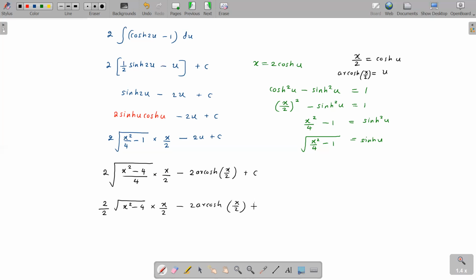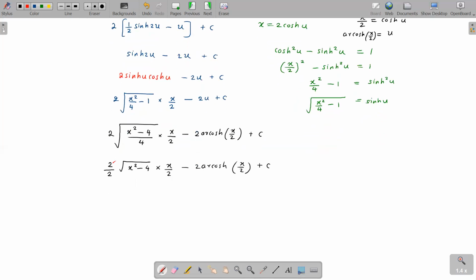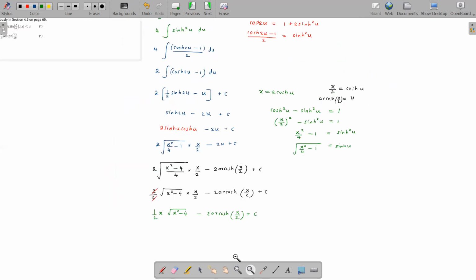So I'm writing some extra steps here, but you can skip them, no problem. So the 2 and 2 cancel. Basically, I have half x times root x square minus 4, minus 2 arc cos x over 2 plus c. Okay, so these are show that, right?